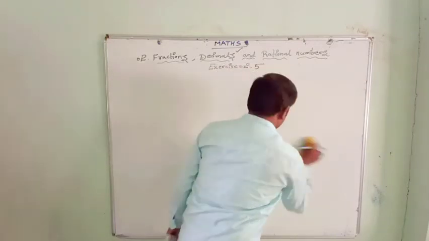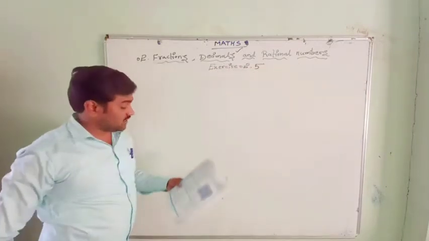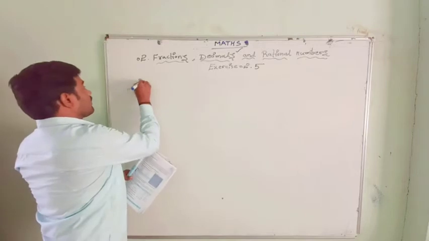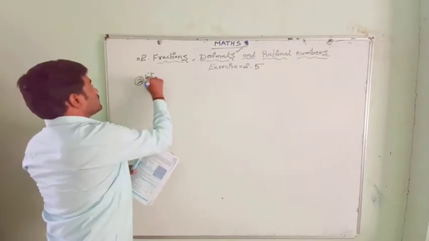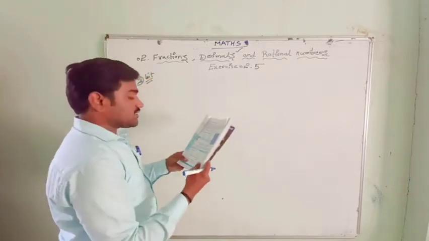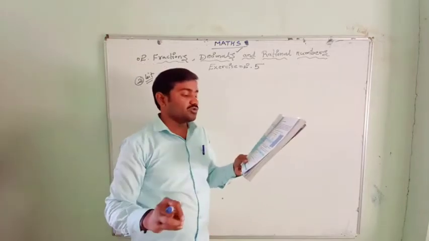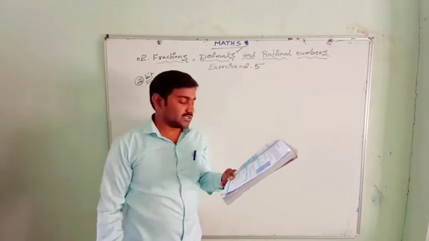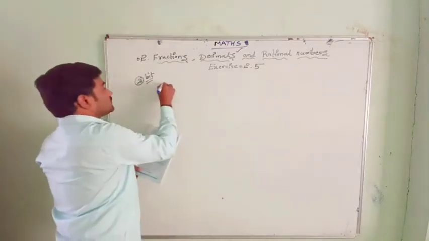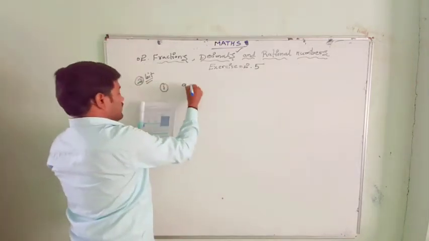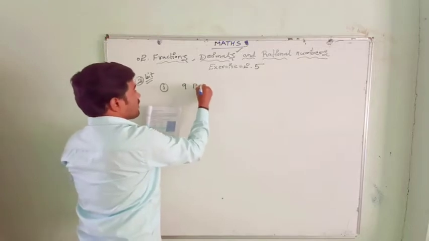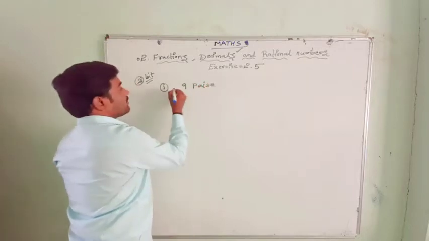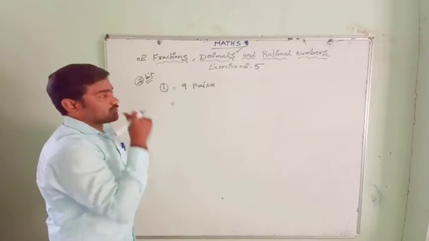Now let us enter into the second bit. Express the following as rupees using decimals. Okay, express the following in rupees. I have given paise here. The first question, 9 paise. This 9 paise we have to express in rupees.